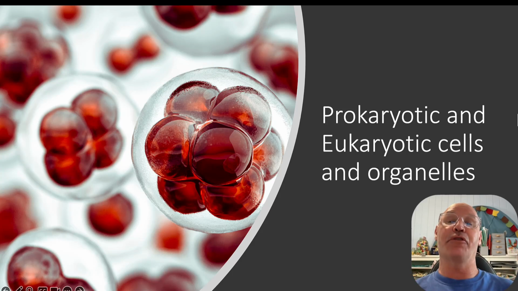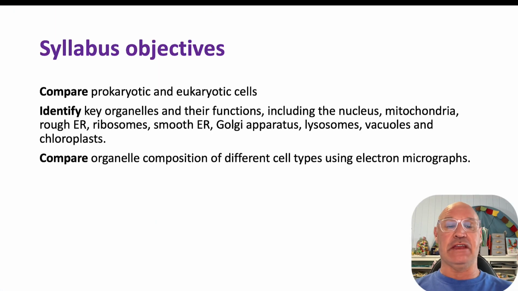So let's compare prokaryotic and eukaryotic cells and also have a look at the organelles that are in the eukaryote cells. There's 3 syllabus objectives. We need to be able to compare the different types of cells. We need to be able to identify and understand the function of these key organelles, and we need to be able to identify the organelles using electron micrographs.